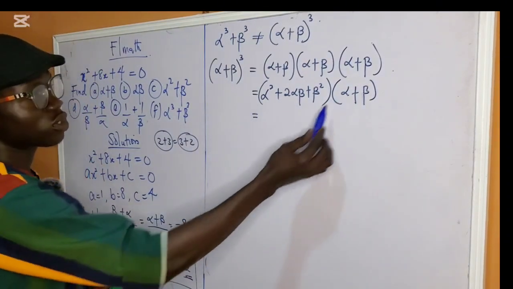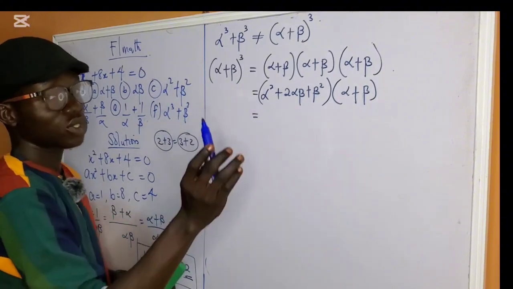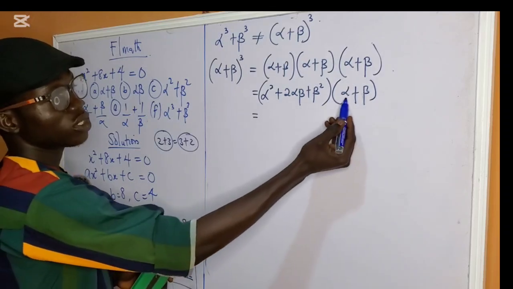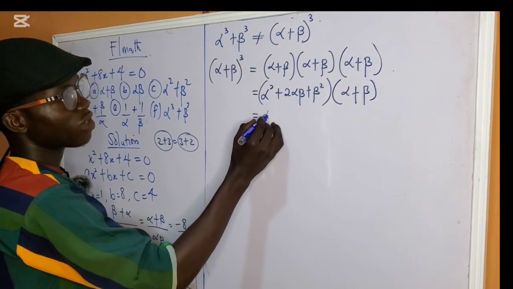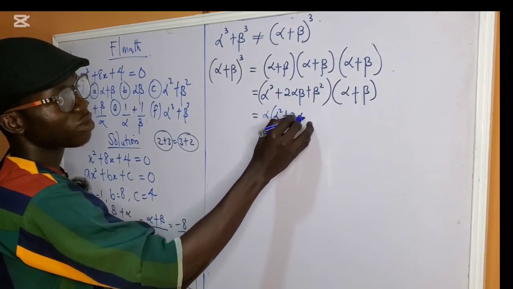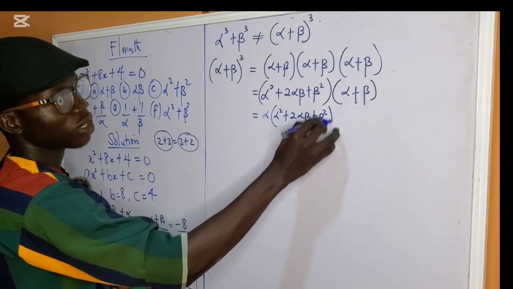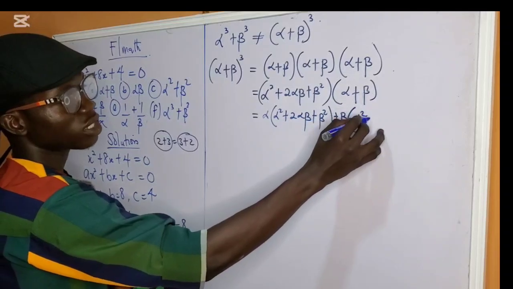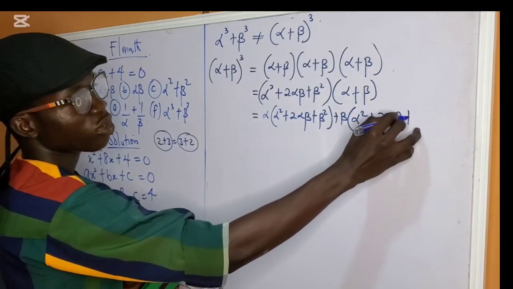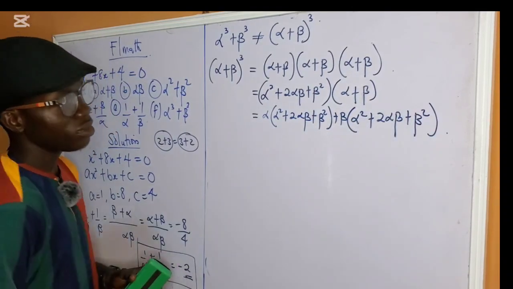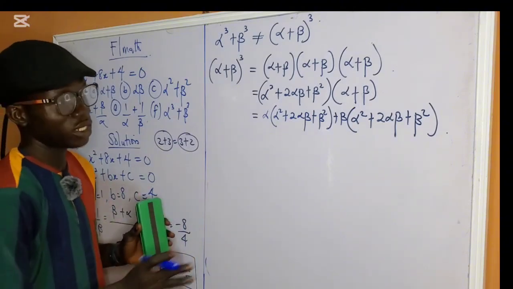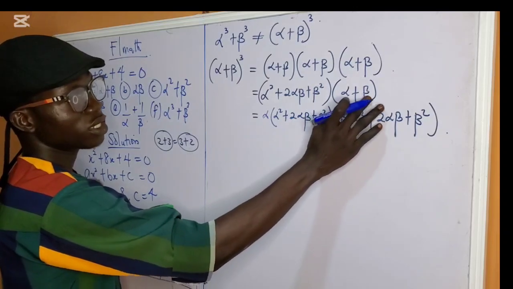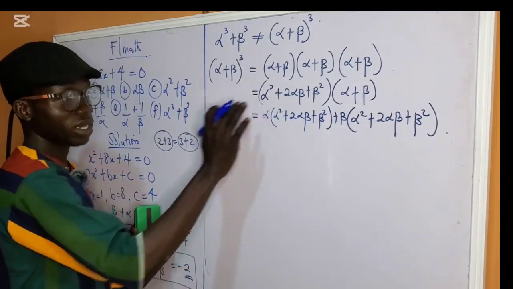So we start solving. We can solve this in 2 ways. Either we use this to multiply this, or we can just use this element alpha, open bracket alpha squared plus 2 alpha beta plus beta squared, close bracket. Then I take the second element plus beta, open bracket alpha squared plus 2 alpha beta plus beta squared. So we've not done any magic. We took one of the elements here to multiply the first bracket. Then we took the second element to multiply the first bracket.